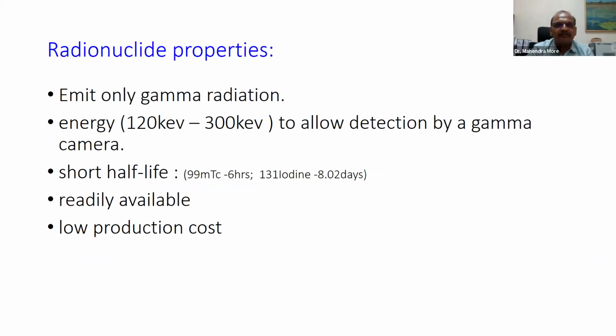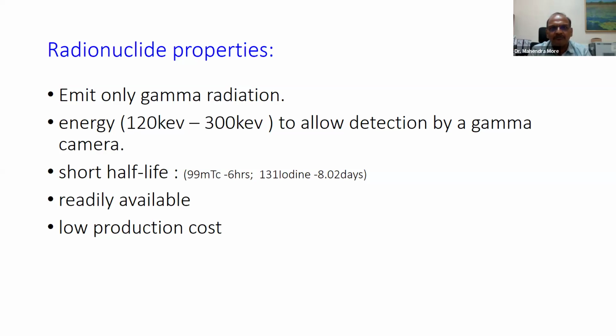So the radionuclide property, technetium-99m: why is it chosen for nuclear medicine purposes? Why not any other isotope? Because it emits only gamma radiation. The energy is 140 keV. It allows detection by the gamma camera. It has a very short half-life. Technetium-99m has a 6-hour half-life, and iodine has an 8-day half-life. These are the most used in the diagnostic part.